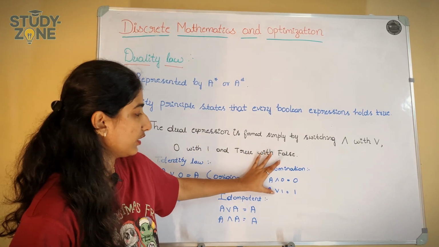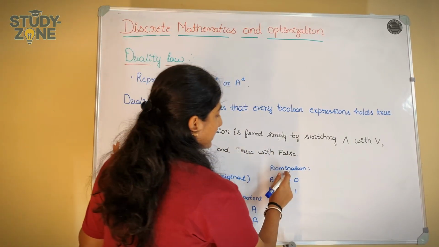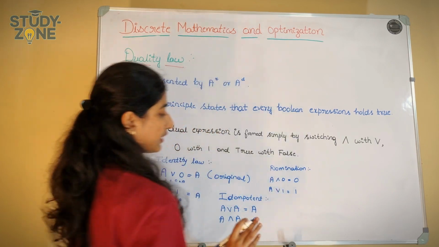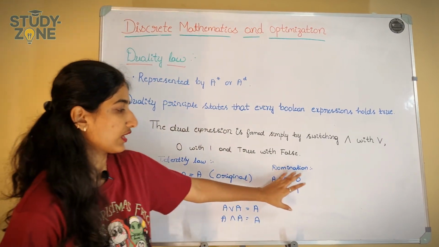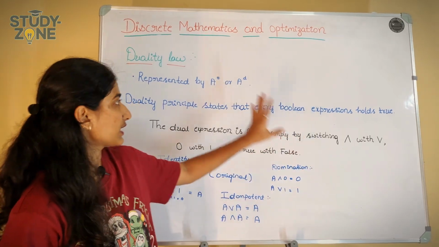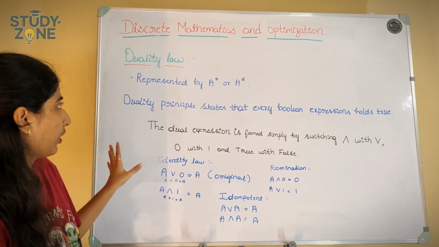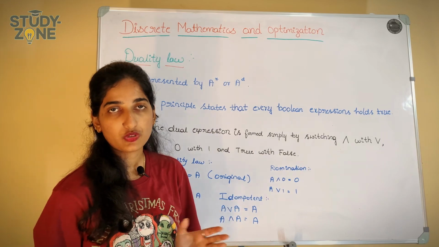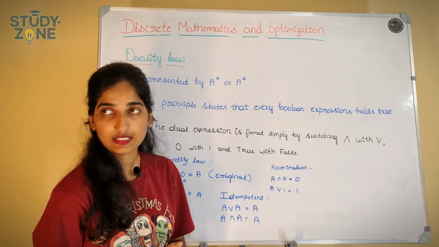But in the domination law, if we replace these things, then we will get the same result. But we are not replacing. That's why we are getting a different result. So this is the simple explanation of duality law. So let's take some problems on duality law so that you can understand it easily.